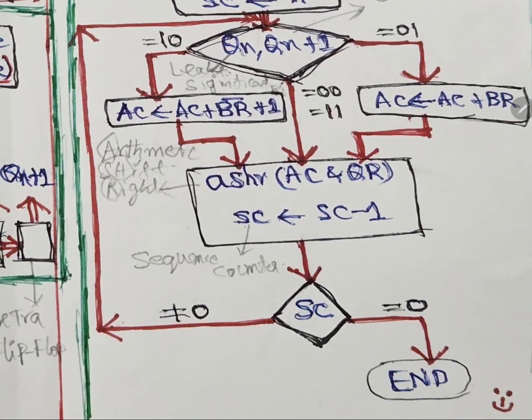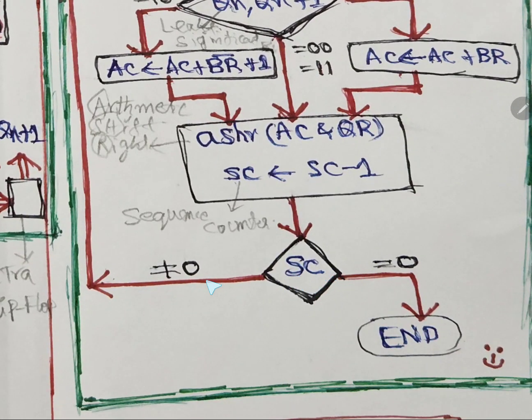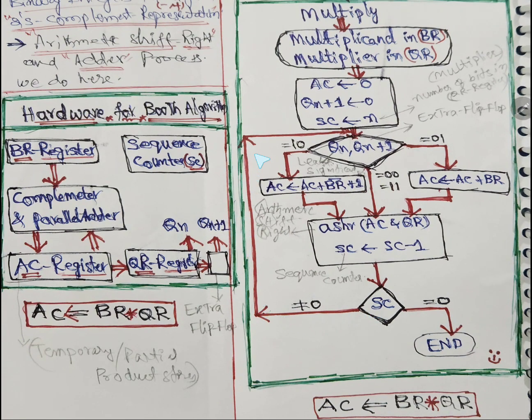So that's it. If the sequence counter is not equal to 0, it will again move to this place. See the directions. I keep the directions also. I'll show you. You pause the video and draw the diagram. In the Google search engine also you can find the diagram. Draw the diagram 2-3 times, and understand clearly what I am explaining now and write the bullet points. If you only draw the diagram, you will get half marks only. For 10 marks you will get 5 marks only. Draw the diagram neatly and explain clearly every point.